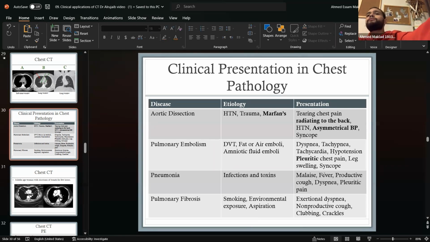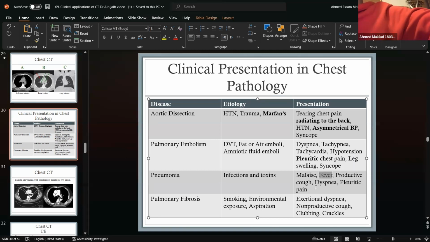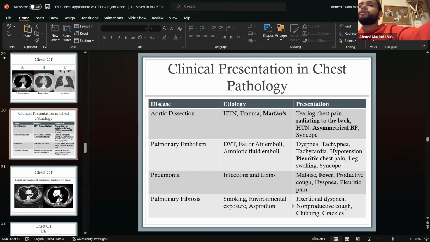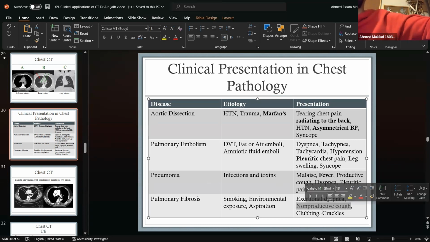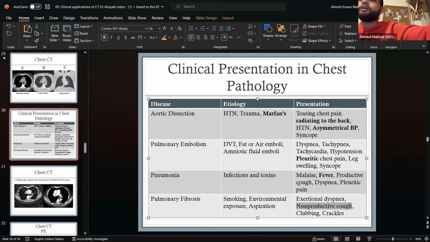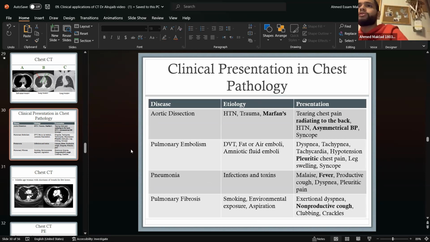Pneumonia, obviously there's going to be fever. And then you have pulmonary fibrosis, and something very specific about it is a non-productive cough. So a dry cough is very common. But yeah, you can go through this table on your own if you want to learn more about the presentation of each disease.